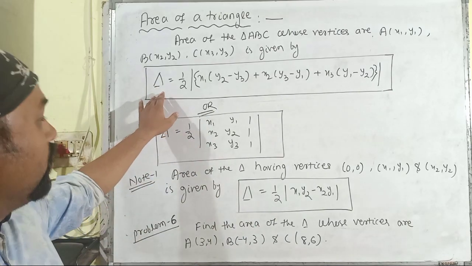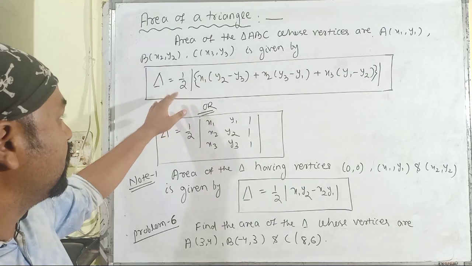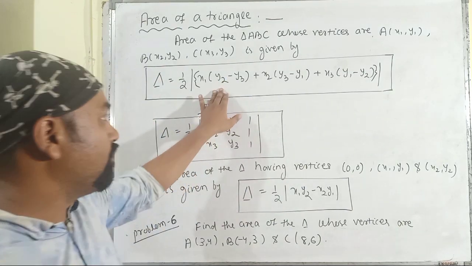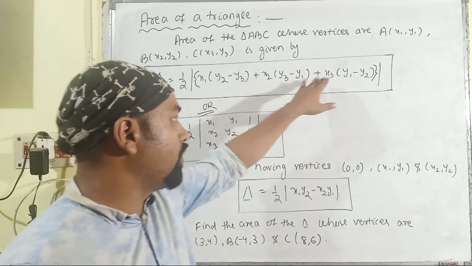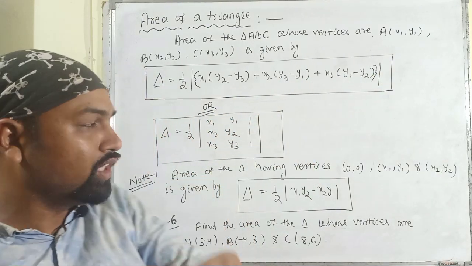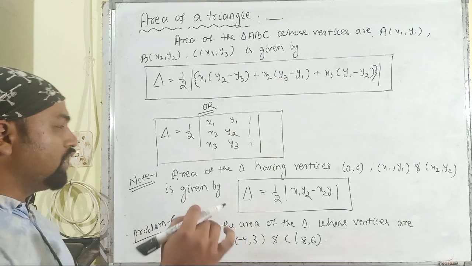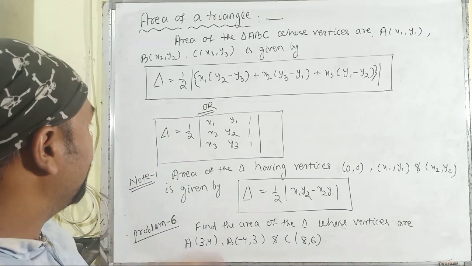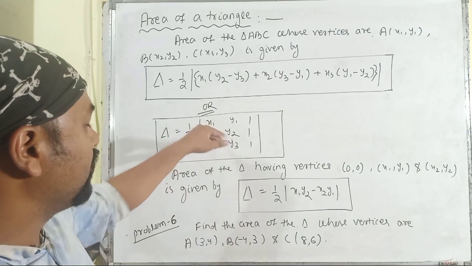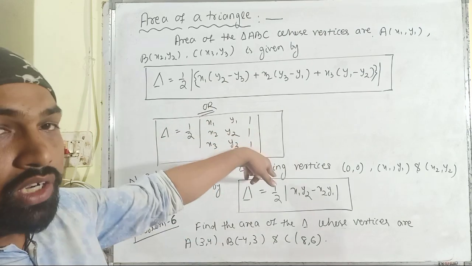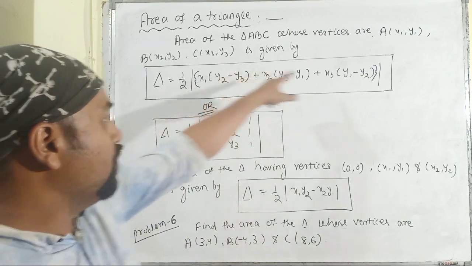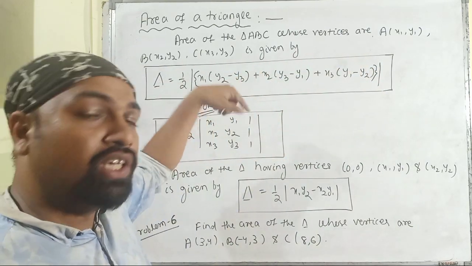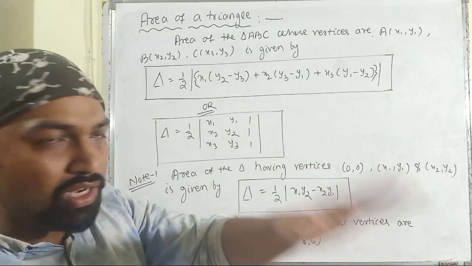Then the area of the triangle ABC is equal to half of the modulus of x1 multiplied with (y2 minus y3) plus x2 multiplied with (y3 minus y1) plus x3 multiplied with (y1 minus y2). In the determinant form, we can also represent this area of the triangle. The area of the triangle is equal to half of a determinant, with the modulus symbol outside. We have to convert the negative numbers into positive because area can never be negative.